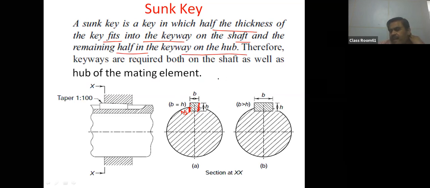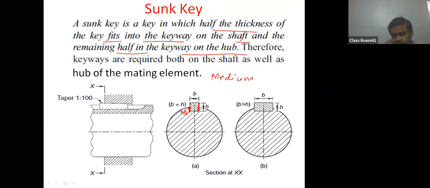And these types of key are suitable for medium and high power transmission. So here the power is not transmitted with the help of friction as compared with saddle key. In saddle key, the power is transferred due to friction only. But here, forces are coming on the key due to the rotation of the shaft.